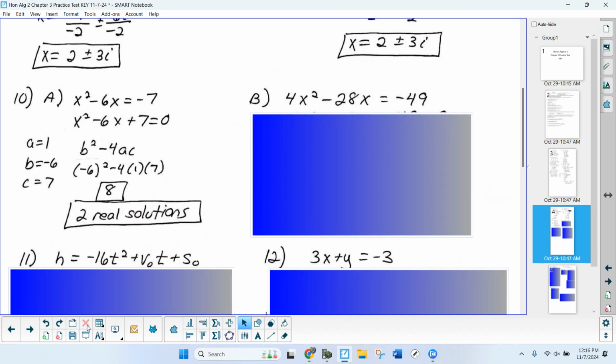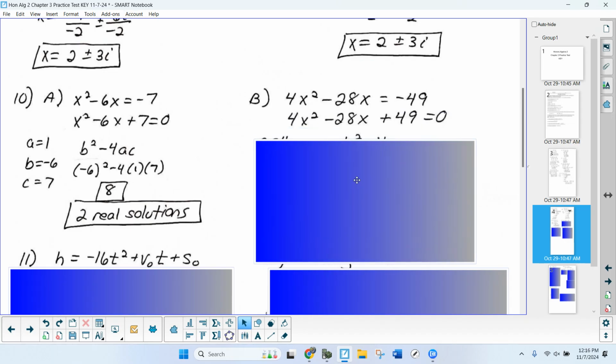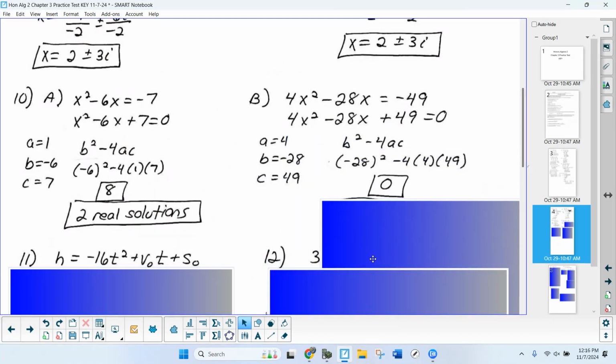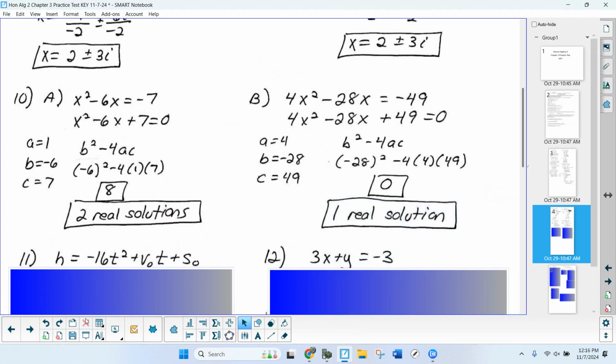Okay. So Mitch, let me look at yours. What did you do? All right, so I added 49. Then I put it into b squared minus 4ac, and I got -28 squared minus 4 times 4 times 49, and then equals 0. And it equaled 0. So now, what are you going to tell me? 1 real solution. 1 real solution.